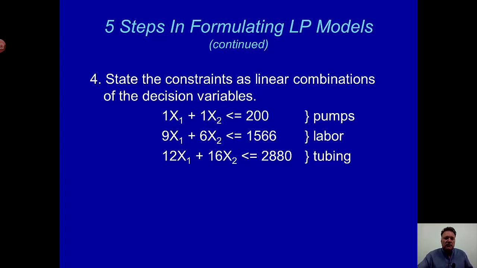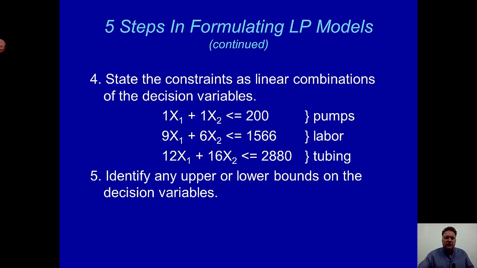12 feet is used to make each of the first product, X1, and 16 feet for X2. So 12 times however many we make of X1 plus 16 times however many we make of X2 had better be less than or equal to our big old roll of 2,880 feet of tubing. Can't be more. We're limited.